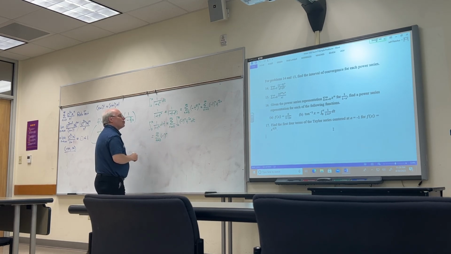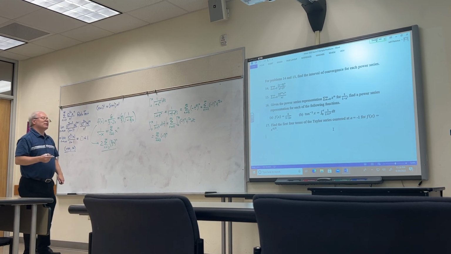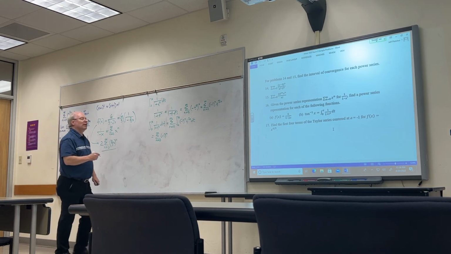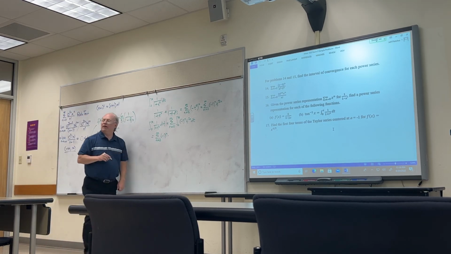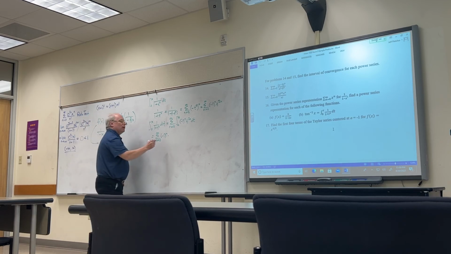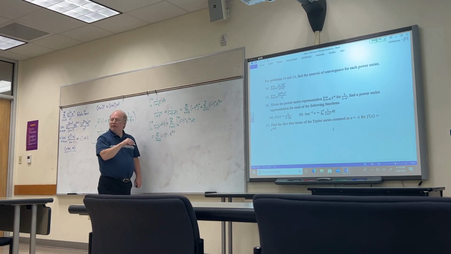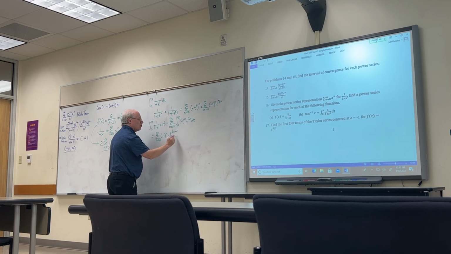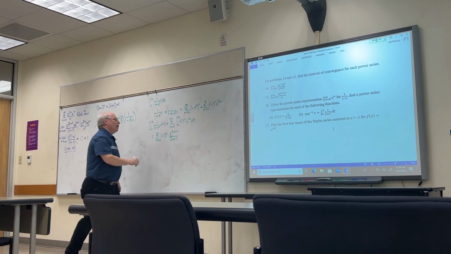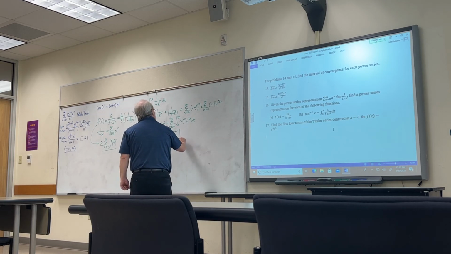But what's the integral of t to the 2n? Take the integral of that. So the integral of t to the 2n. What's the power going to become? 2n plus 1. Yeah, t to the 2n plus 1 over 2n plus 1.